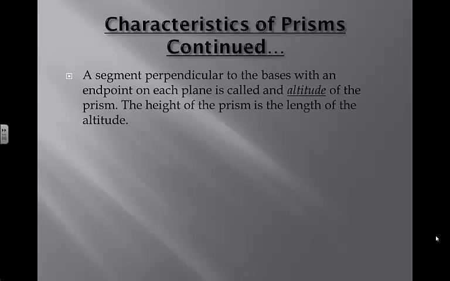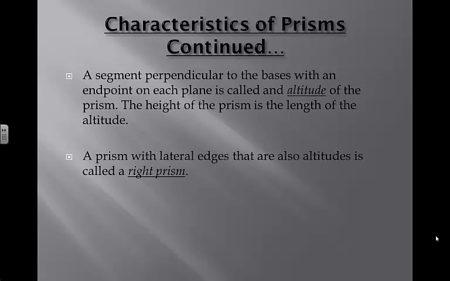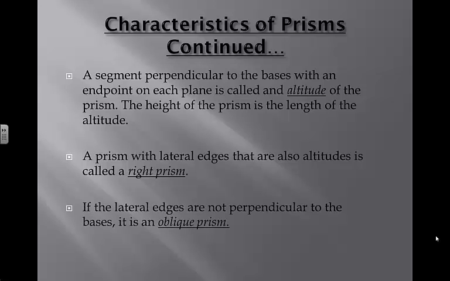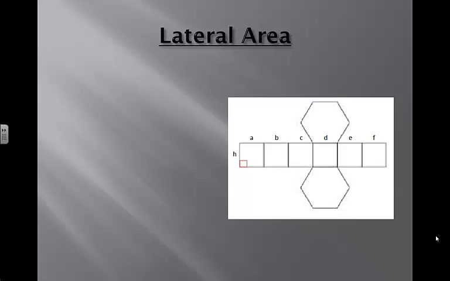Characteristics of prisms, continued. A segment perpendicular to the bases with an endpoint on each plane is called an altitude of the prism. The height of the prism is the length of the altitude. A prism with lateral edges that are also altitudes is called a right prism. If the lateral edges are not perpendicular to the base, it is an oblique prism. Basically, if the prism is standing straight up and the lateral edges are the same height as the altitude, then it's a right prism, compared to oblique.